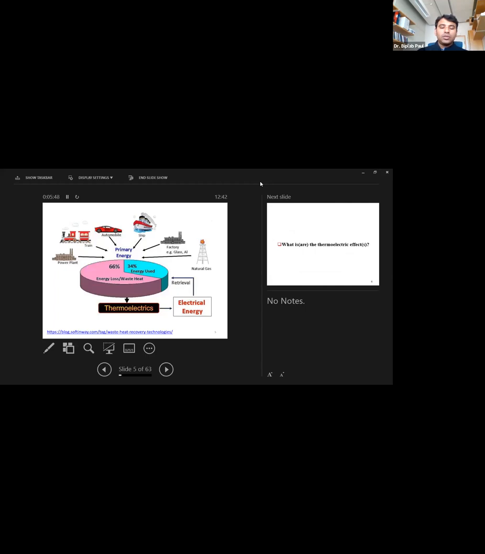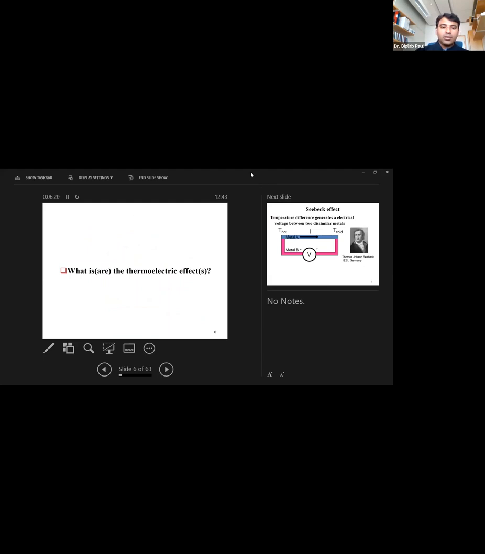This slide shows the emerging areas of applications for thermoelectrics. Thermoelectric is important for waste heat recovery. In different applications, 66% of energy is wasted as heat. Recovery of even a small fraction of this wasted heat into electrical power can have a huge impact on energy economy and environment. So I'll discuss different thermoelectric effects.